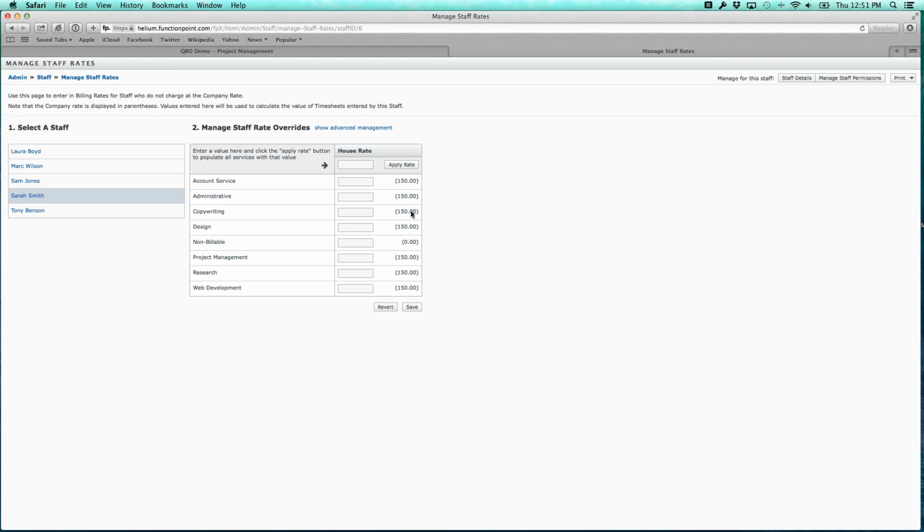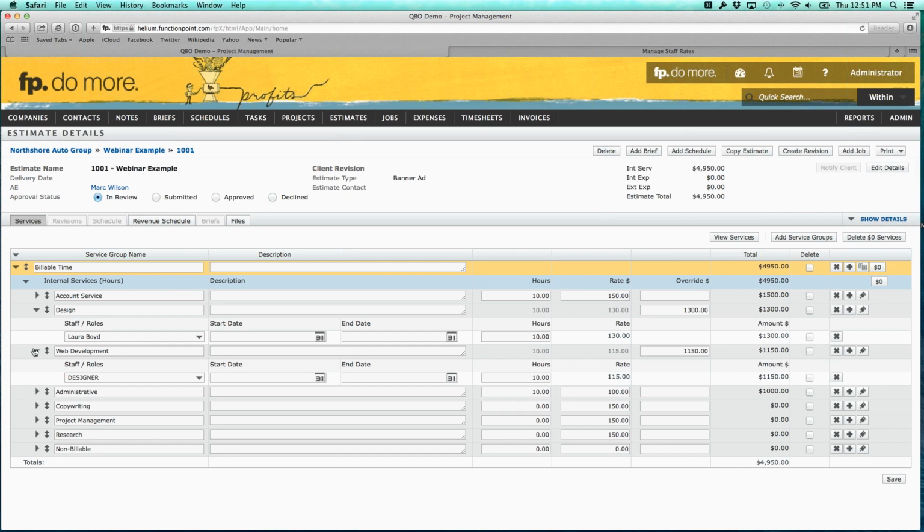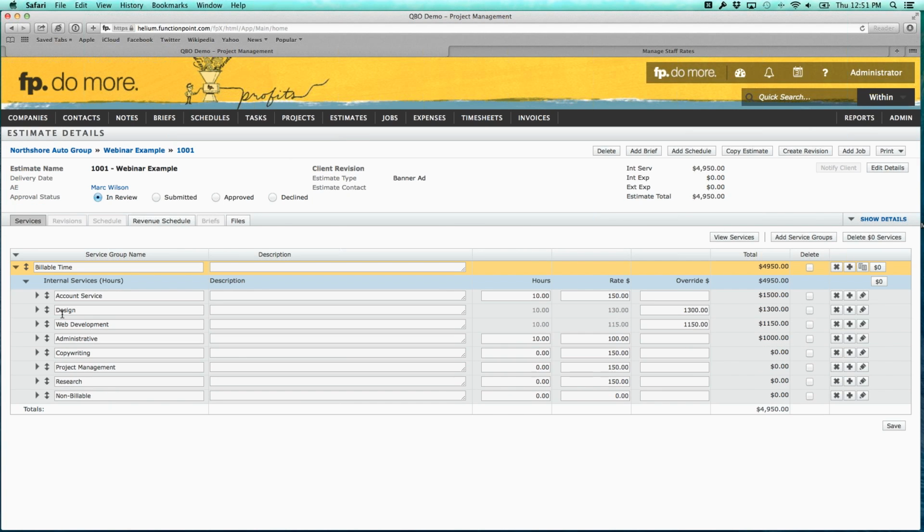Now, this is how I highly recommend doing it. I don't recommend that you adjust rates on the fly on your estimate when you're setting up jobs. If I build out an estimate here using a whole bunch of different rates based on what I think it's going to take to complete the job, and it's coming out to $9,450, and the client says to me, you know what, I really need you to do this for $9,000 flat.